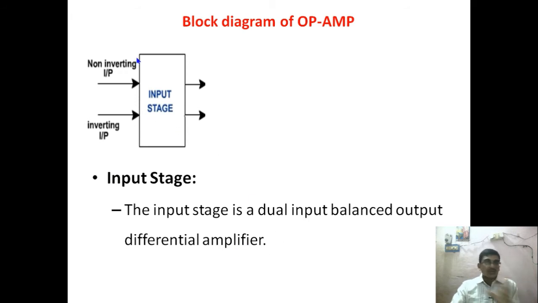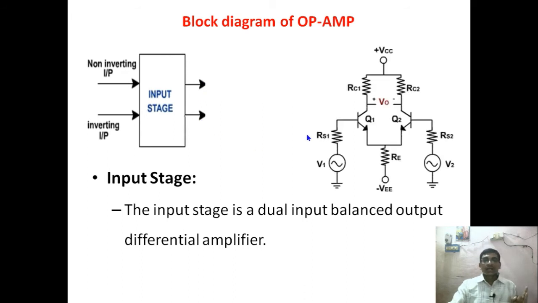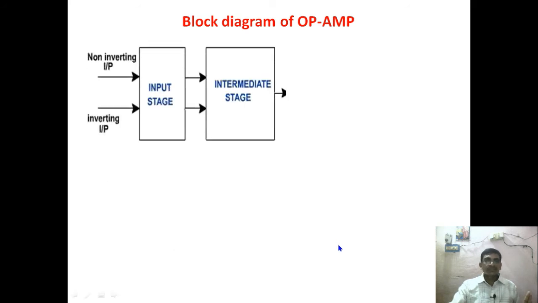Okay, so inside the input stage we will have a dual input balanced output differential amplifier, which takes the inverting and non-inverting inputs and gives the two output signals. This is the circuit for the dual input balanced output differential amplifier.